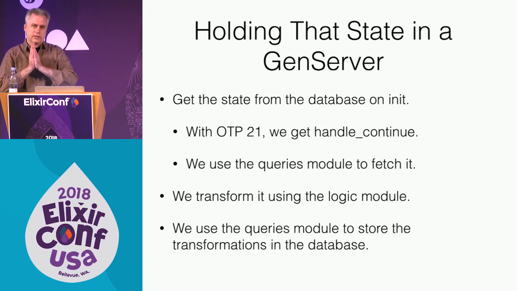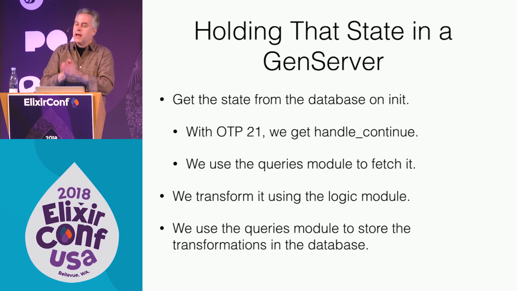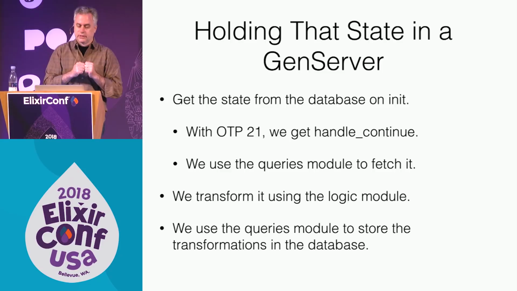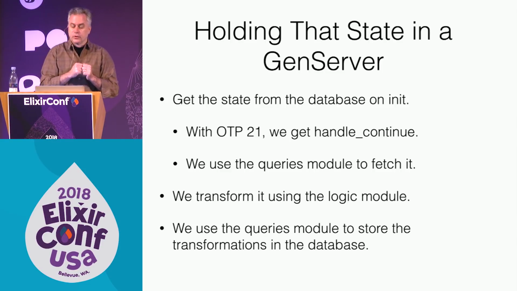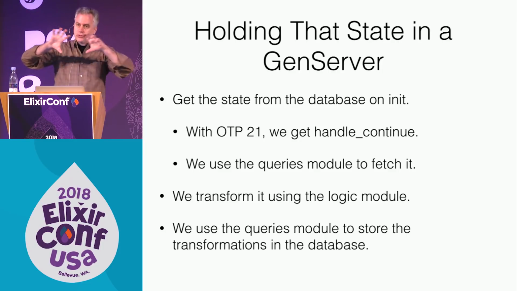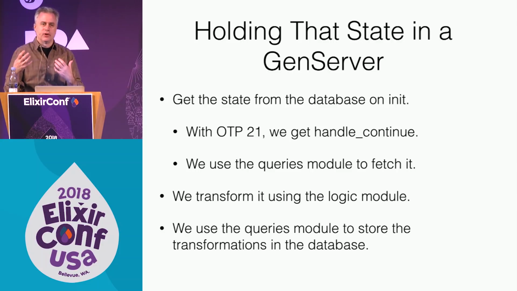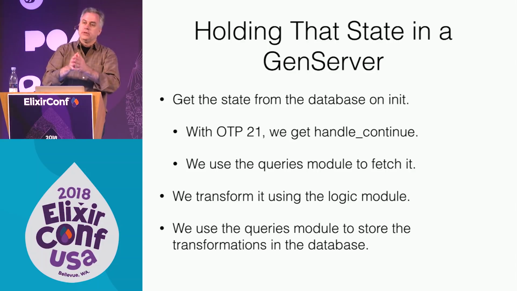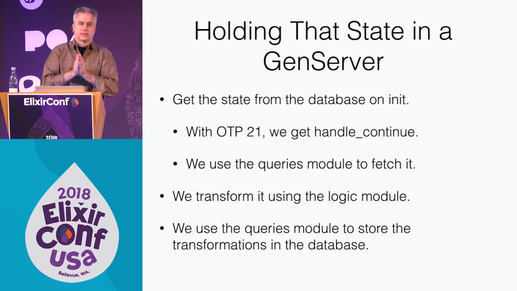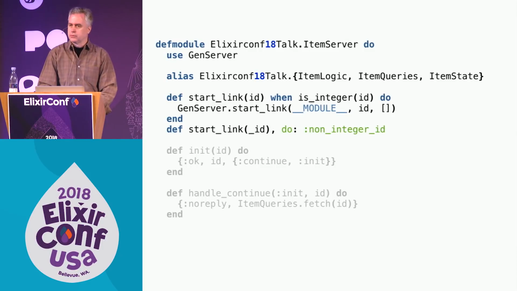So the whole point of this is to be able to hold state in the GenServer, so there's a couple things we need to think about. How do we get it there in time? We need to pull that state from the database on init. With OTP 21, we get this delightful new handle_continue. We'll talk about how that helps in just a sec. We'll use the queries module that we just wrote to go pull that data from the database. Now, as we transform the data and have that be our behavior, we need to catch those changes and write them back down to the database so we always have the freshest snapshot available to us in case the GenServer crashes, or the node crashes. We need to be able to bring that freshest state back up into the new process that we'll get. So far, this is pretty standard GenServer.